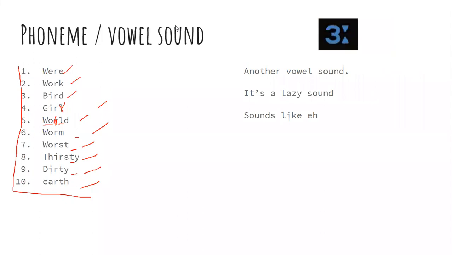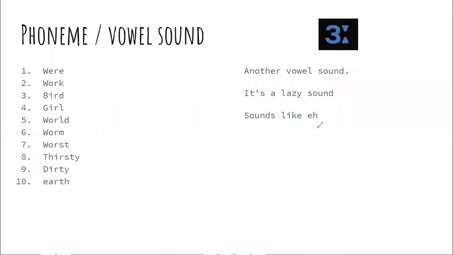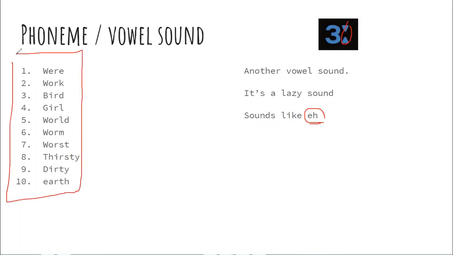Next sound es un sonido muy flojo. Yeah, it's the lazy sound. Suena así tal cual, pero al tener dos puntitos es un poco más exagerado, un poco más largo. Entonces, we have wear, work, bird, girl, world, warm, worst, thirsty, dirty, earth. Tara, want to give it a try?